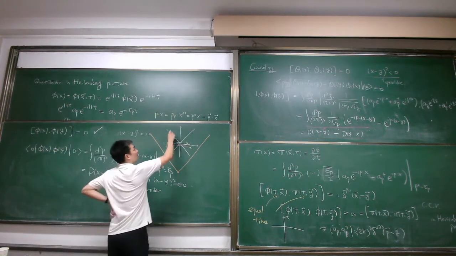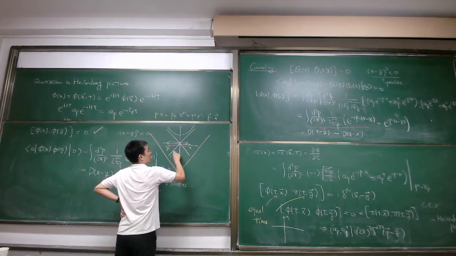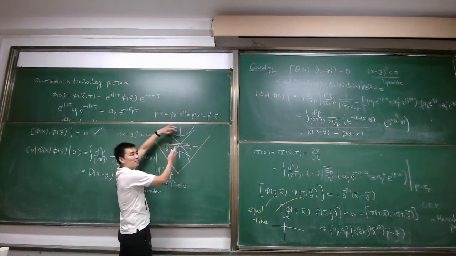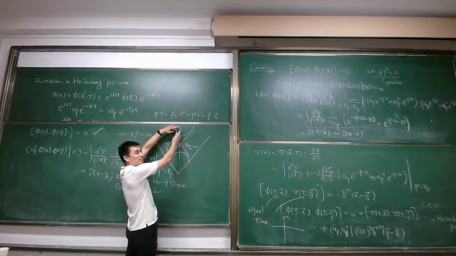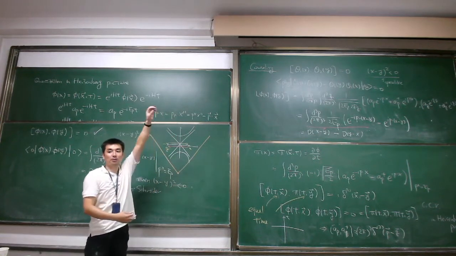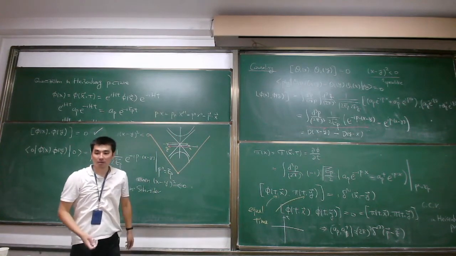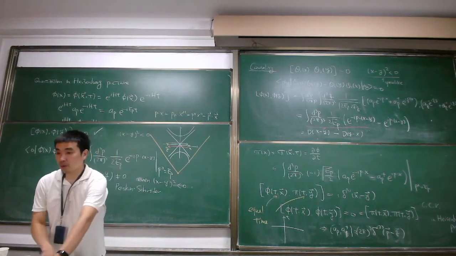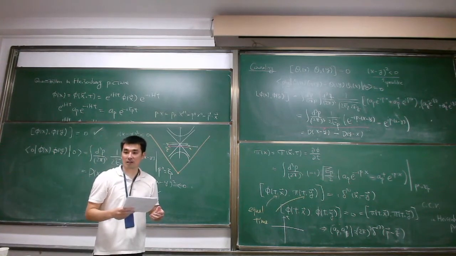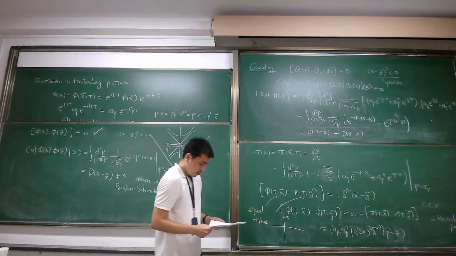So Lorentz transformation is like this way. x minus y is the future. If x minus y is the future, then y minus x is the past, right? So you cannot bring the future to the past by a proper Lorentz transformation. Do you understand? Okay.